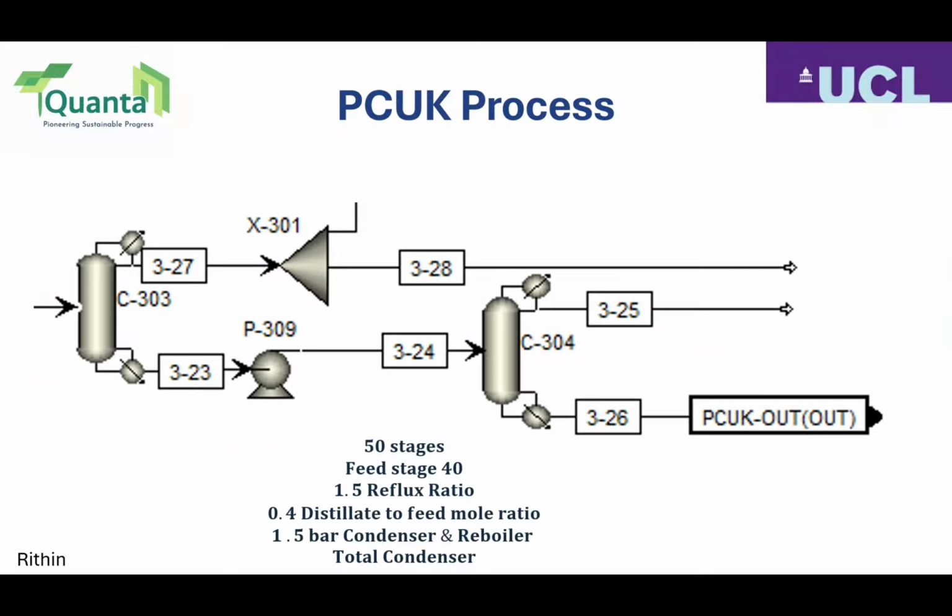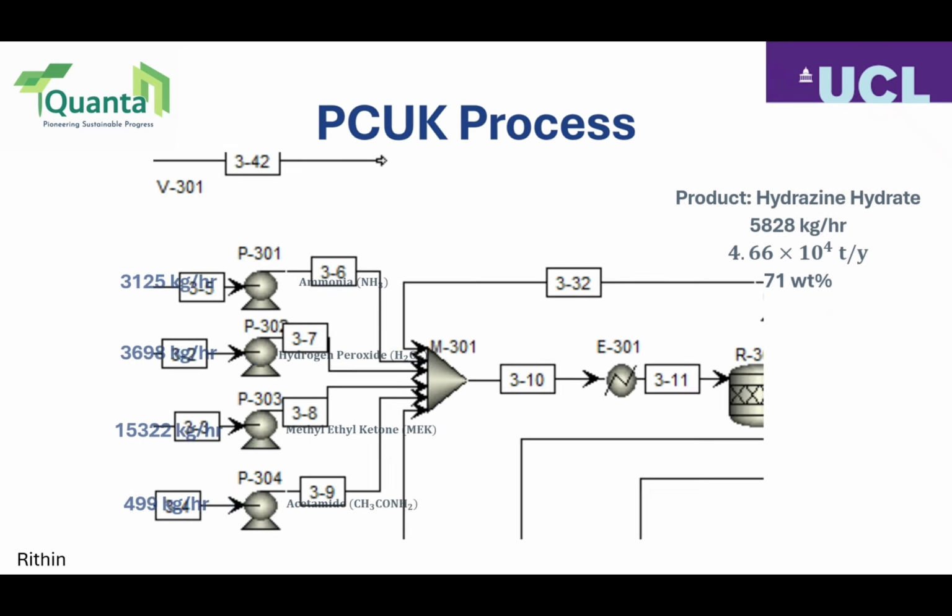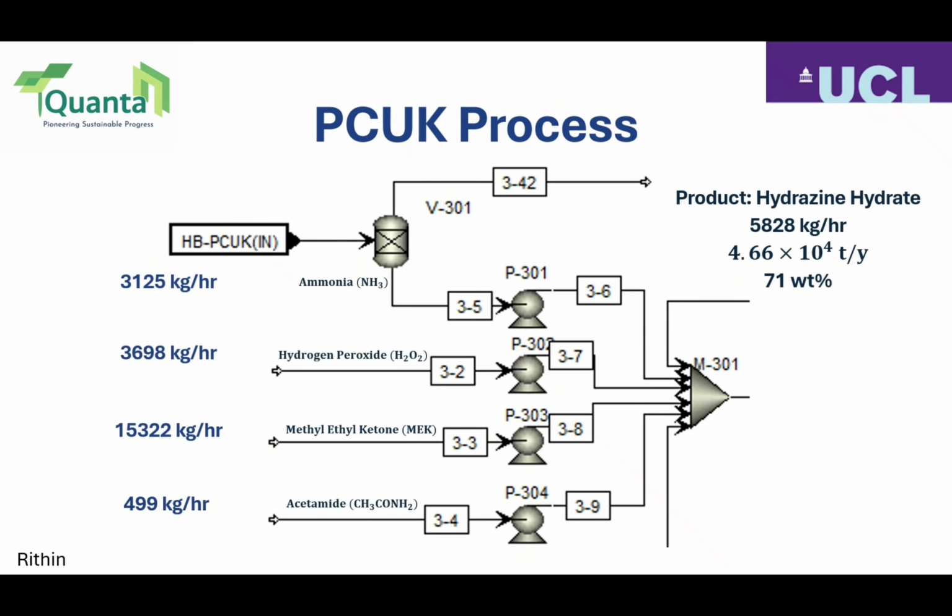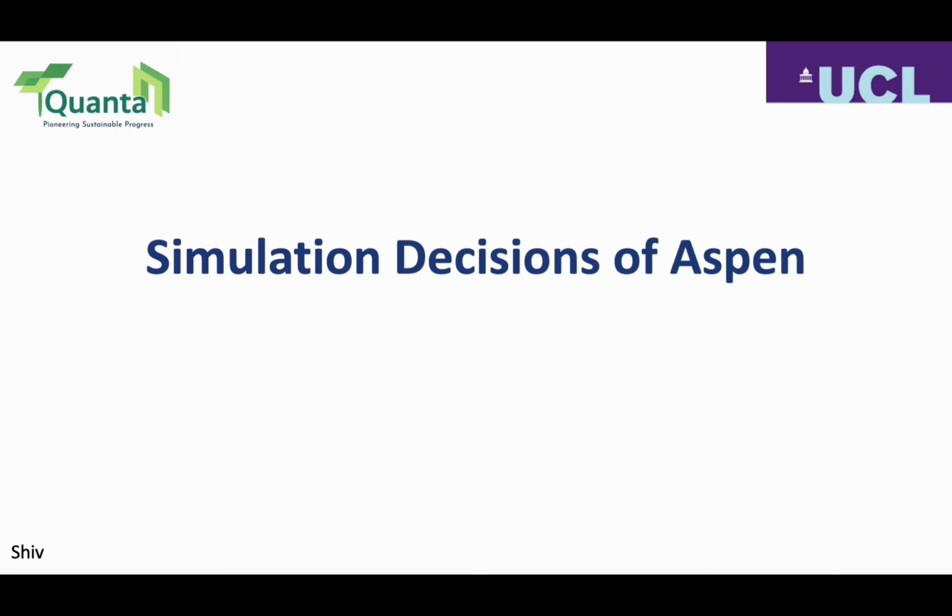So the hydrogen hydrate moves to a final distillation column, where more water is removed from the top, and the result is purified hydrogen hydrate, which is removed from the bottom. With these feed flow rates, we make hydrogen hydrate at around 46,600 tons per year, at 71% weight purity. Here's our final Aspen flowsheet. We'll now look at our simulation decisions for our Aspen flowsheet.